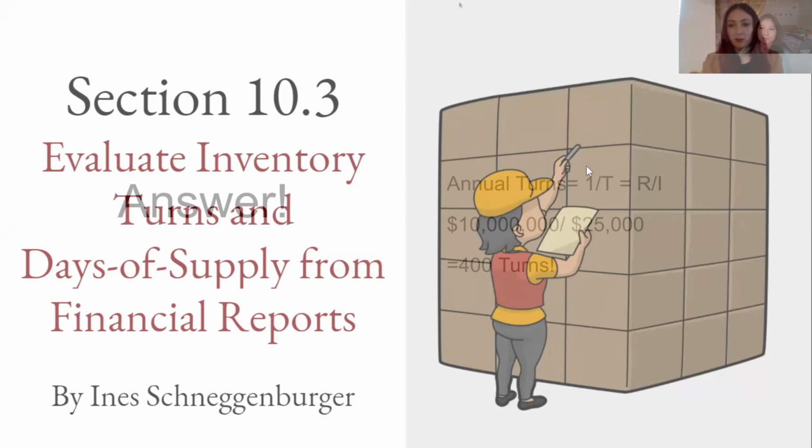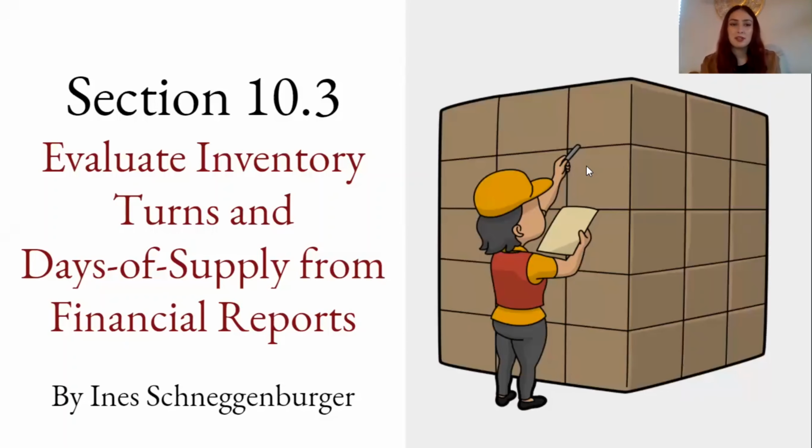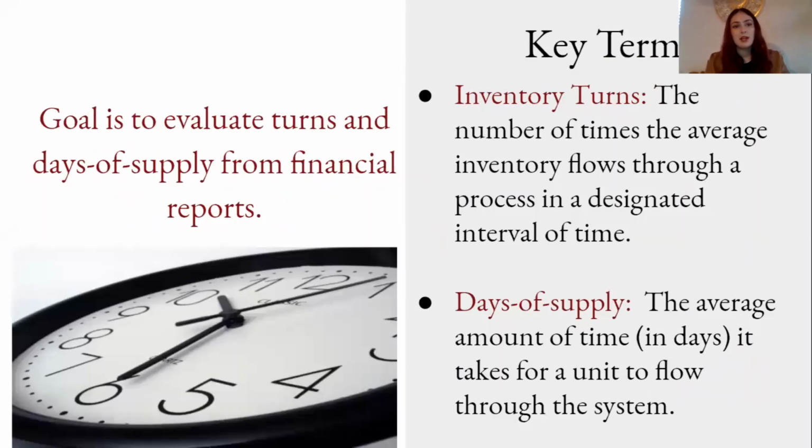Okay. Hi everybody, my name is Inez, and I'm going to be teaching you guys about section 10.3, which is about evaluating inventory turns and also days of supply by looking at financial reports. So the overall goal for this section is to be able to determine inventory turns, days of supply, and also months of supply by looking at financial reports.